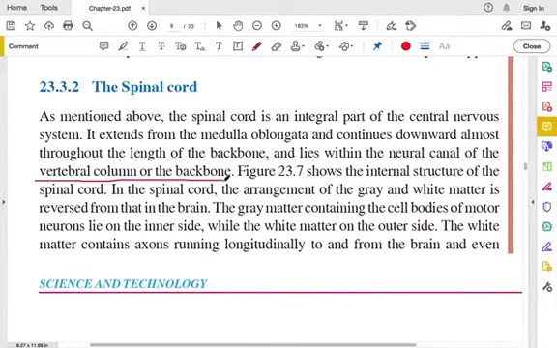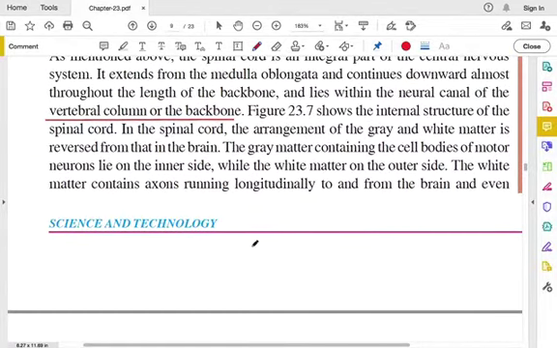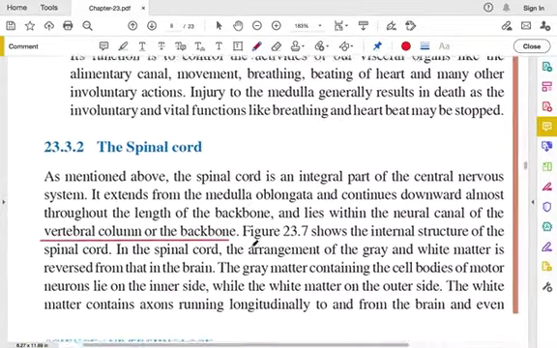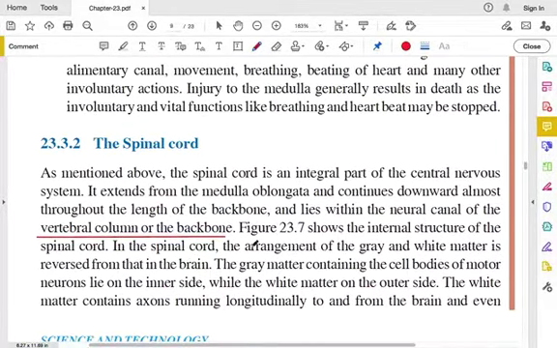So in the spinal cord, the arrangement of the gray and the white matter. We saw gray and white matter, right? In the brain the gray matter is outside and the white matter is inside, but in the spinal cord it is reversed. The gray matter, containing the cell bodies of the motor neurons, lies inside, and the white matter lies outside, reverse to the brain. In the brain the white matter lies inside, but in the spinal cord the white matter lies outside.